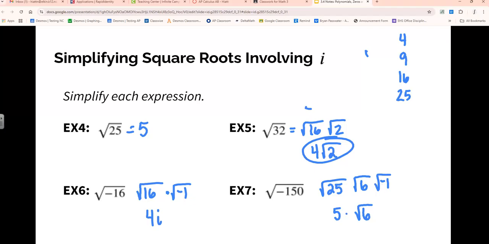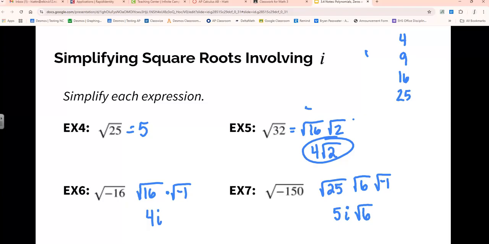That's i. Usually we'll put this right here with the 5 that's on the outside. It's not on the inside. i should never be on the inside of a square root. There. And they usually write the number first, then the i, then the root.